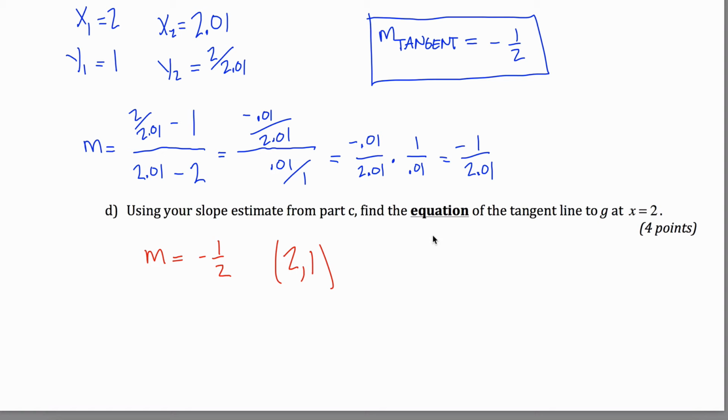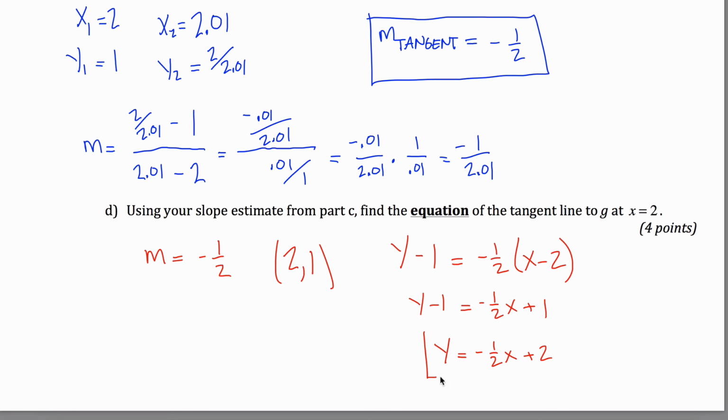And you can do it a couple different ways. One way you can do it is point slope form. y minus y1 equals m times x minus x1. And so if I solve this thing, y minus 1 equals negative 1/2 x plus 1. Then negative 1/2 times the negative 2 gives me this plus 1. Then if I add 1 to both sides of the equation, I get y equals negative 1/2 x plus 2.